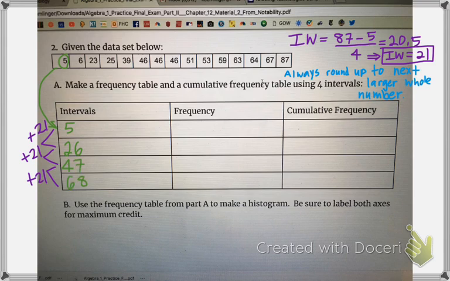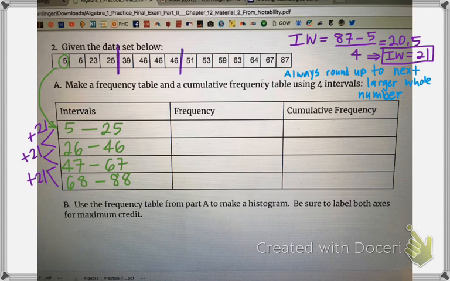5 plus 21 is 26. 26 plus 21 is 47, and 47 plus 21 is 68. Next, we can't overlap. So 1 less than 26 is 25. And so 1 less than 47 is 46, and 1 less than 68 is 67. And of course, if we add 21 to 67, we get 88.